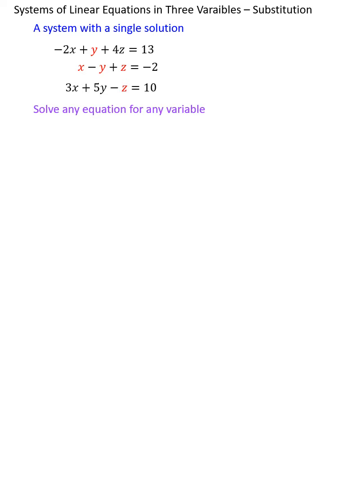And I recommend actually solving for a variable that has a positive 1 coefficient. It just makes the algebra easier. Could I solve for the x in the first equation with a negative 2 in front of it? Sure, if I wanted messy algebra to follow, sure, I could do that. But I'm going to recommend solving for one of these variables, and I just arbitrarily picked one of the variables that had a positive 1 coefficient.